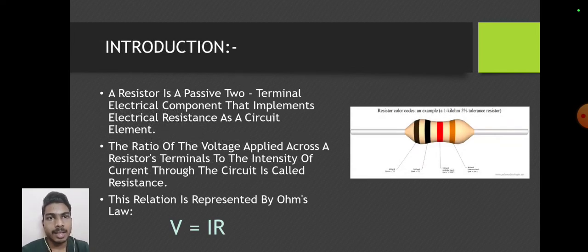Introduction. A resistor is a passive two-terminal electrical component that implements electrical resistance as a circuit element. The ratio of the voltage applied across a resistor's terminal to the intensity of current through the circuit is called resistance. So basically, the resistance means the opposition of flow of electrons. The relation is presented by Ohm's law, that is V is equal to IR.